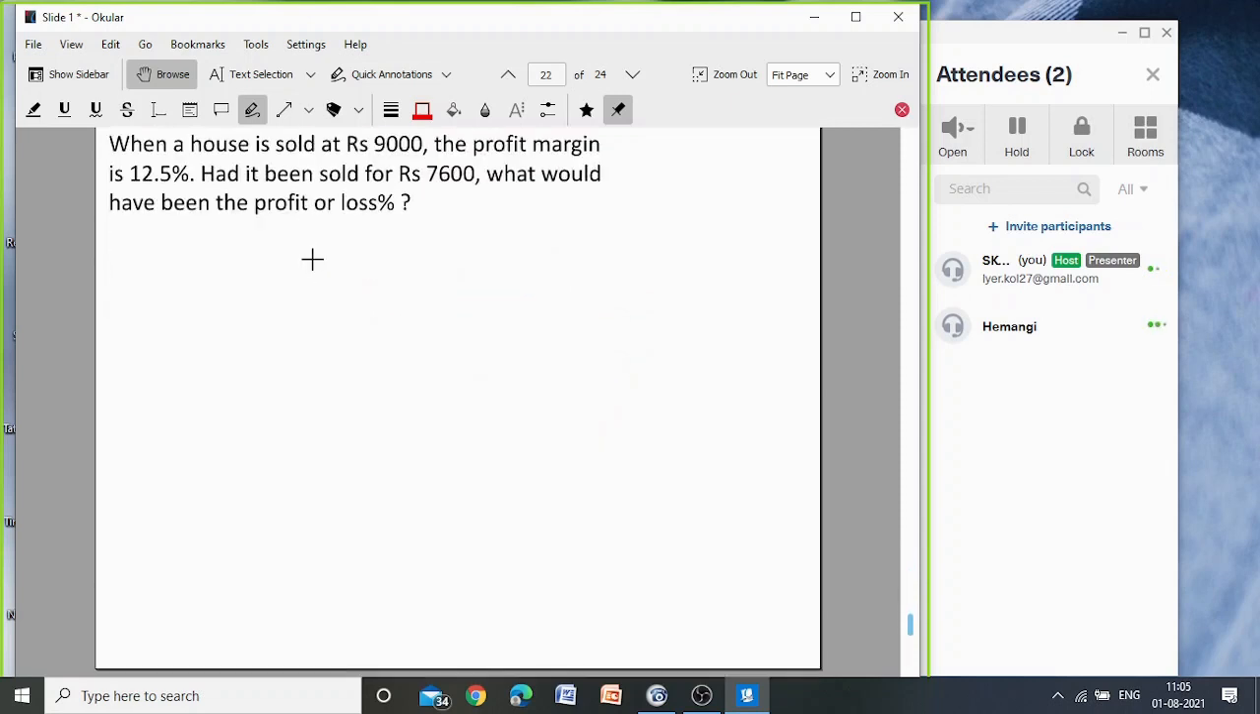Okay. When a house is sold at 9,000, the profit margin is 12.5%. Had it been sold for 7,600, what would have been the profit or loss percentage?